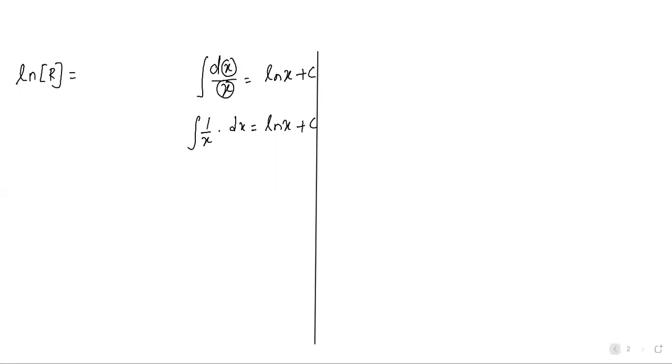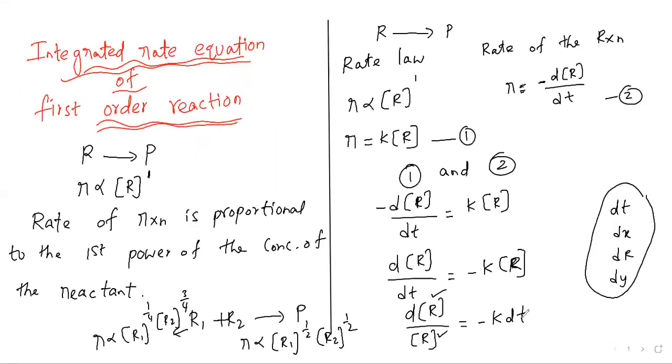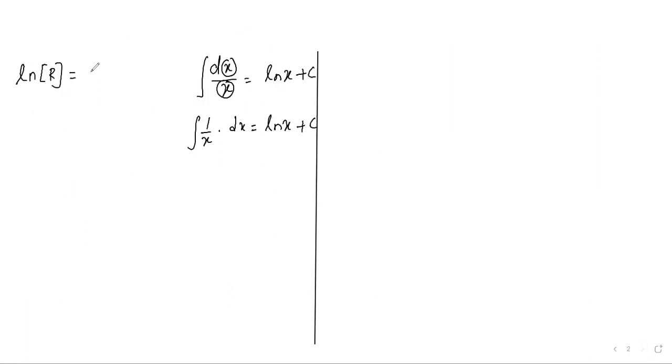And in the right hand side, we have minus k dt, as minus k is a constant. So you'll take minus k out and the integral of dt, which is nothing but minus k into t plus I. After the integration, you'll be taking the constant, where I is the integration constant. So this is ln of R equals minus kt plus I.